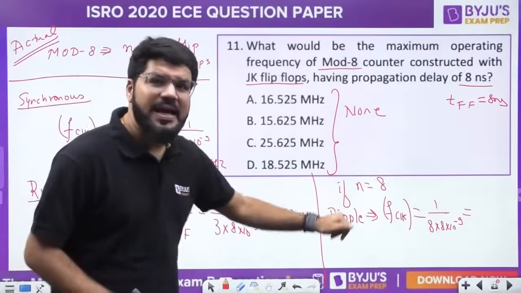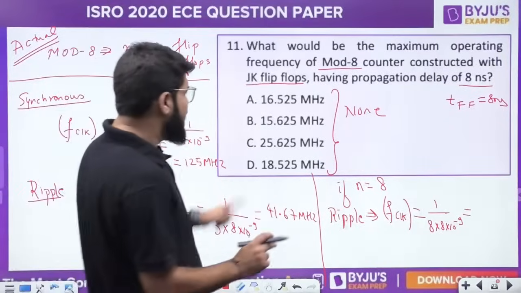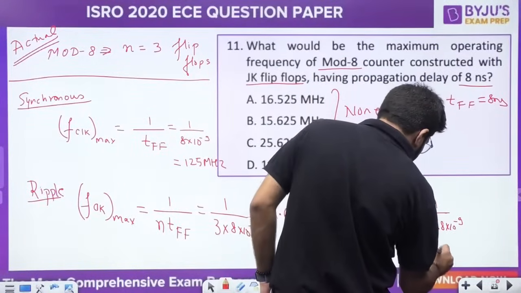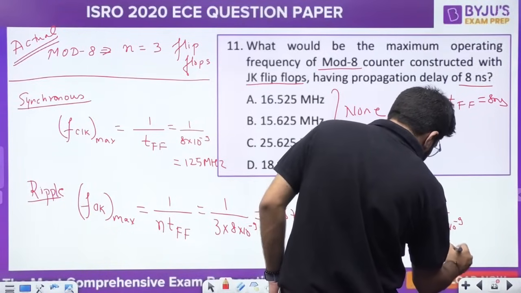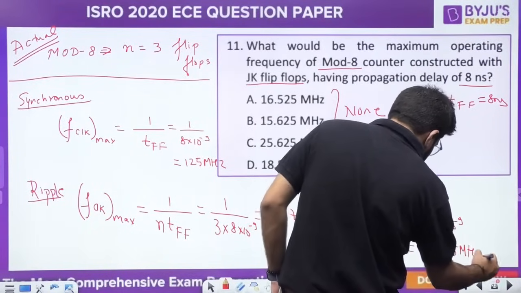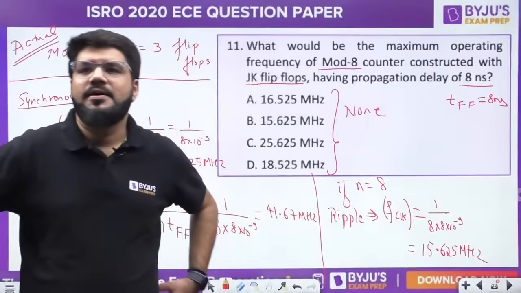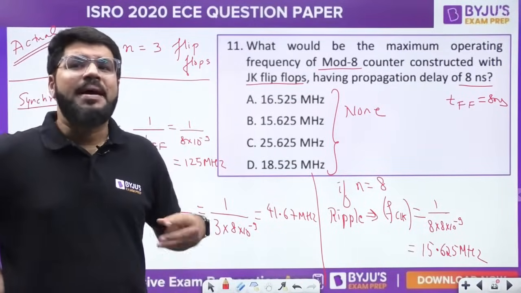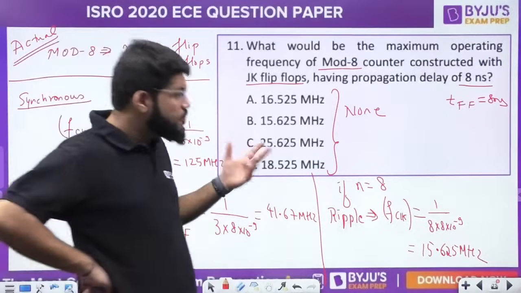125 divided by 8, okay, 15.625. Here you are going to get 15.625 megahertz. Yeah, that is why we can bring the answer, but that is conceptually not correct.